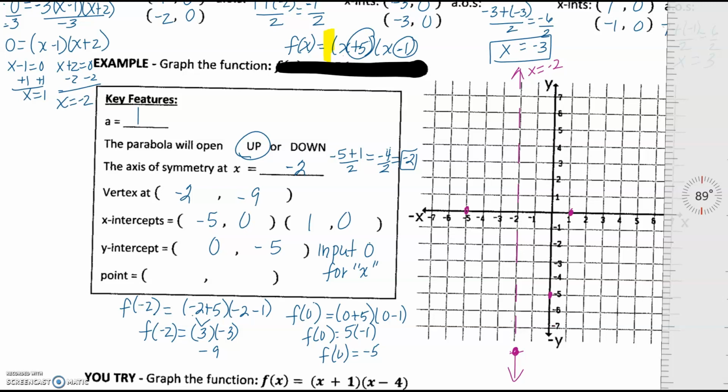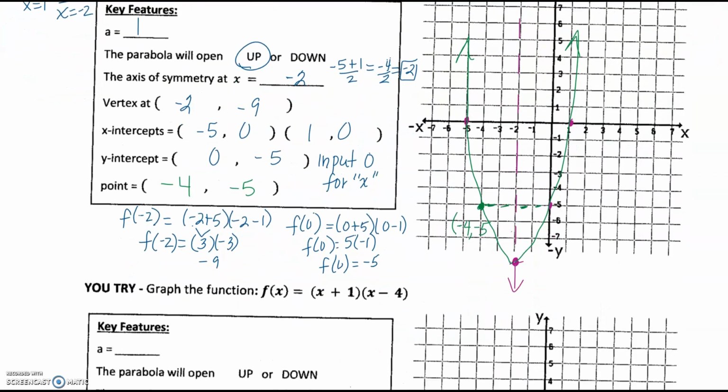From the axis of symmetry, how many places did I go over? 2. So since I went 2 to the right, I'm now going 2 to the left. This is my other point. My other point is negative 4, negative 5. Now, I have actually more than 3 points. I have 5 points, but that is using factored form.